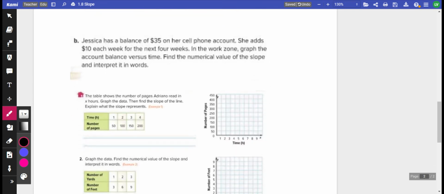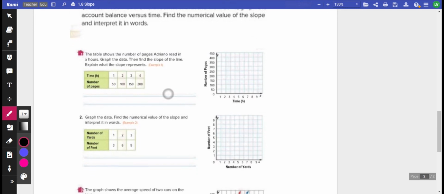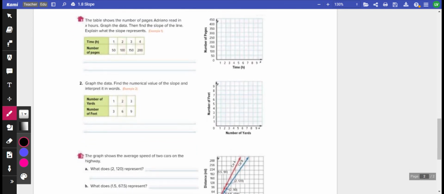Letter B. Jessica has a balance of $35 on her cell phone account. She adds $10 each week for the next 4 weeks. In the work zone, graph the account balance versus time. Oh, I'm sorry, I misread. We're actually doing number 1. The table shows the number of pages Adriano read in x hours. Graph the data, then find the slope of the line. Explain what the slope represents.